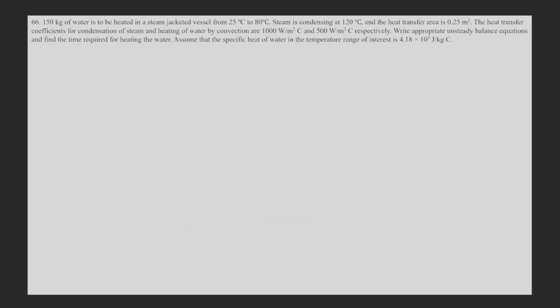So next question. 150 kg of water is to be heated in a steam jacketed vessel from 25 degrees Celsius to 80 degrees Celsius. Steam is condensing at 120 degrees Celsius. Heat transfer area is 0.25 meters square. Heat transfer coefficient for condensation of steam and heating of water by convection: 1000 for steam and 1500 for water in the pipe. Write appropriate unsteady state balance equation. Find the time required for heating water.